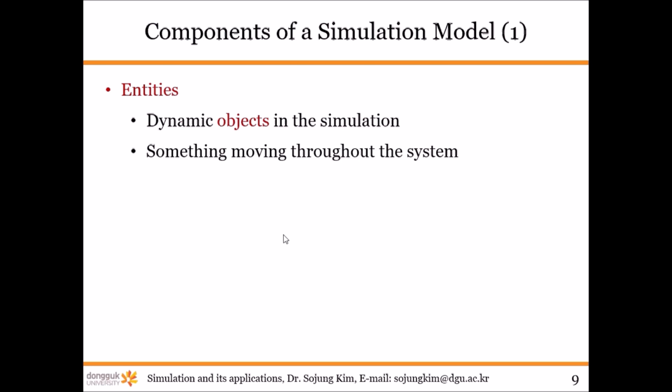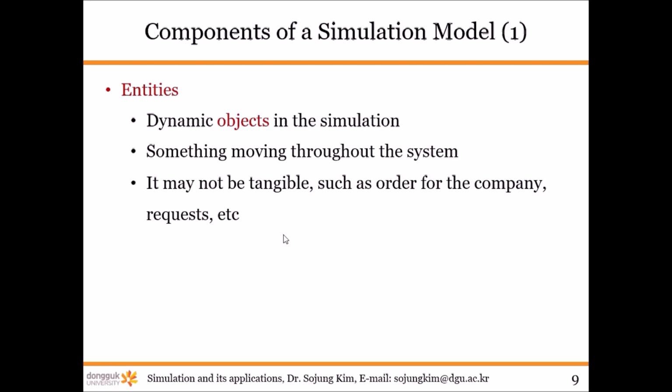Okay, let's get to know the components of the simulation model, especially the discrete event simulation model. First, entities. An entity is a dynamic object in the simulation, and also something moving through the system. An entity may not be tangible. It does not have to be tangible. It can be an order for a company, a request, or a document.